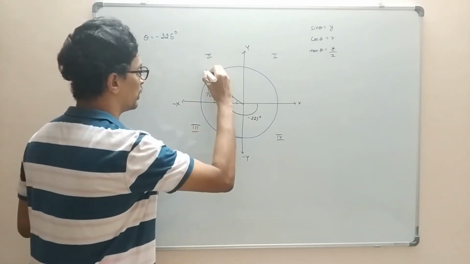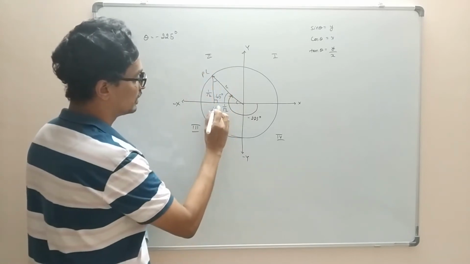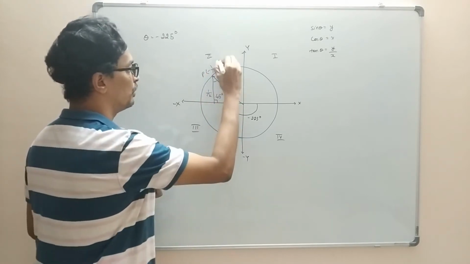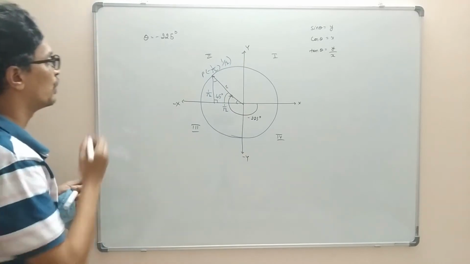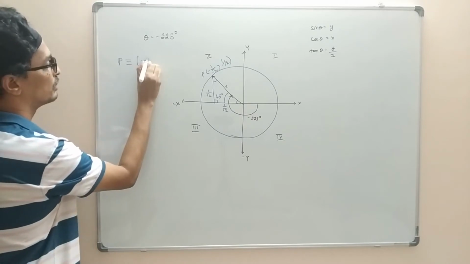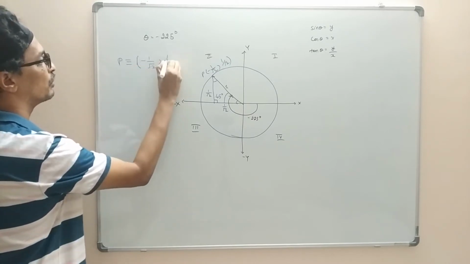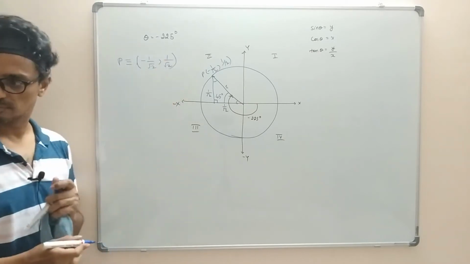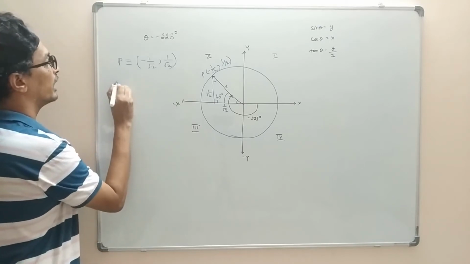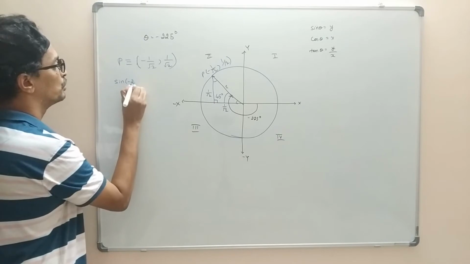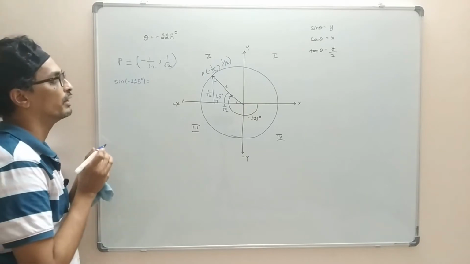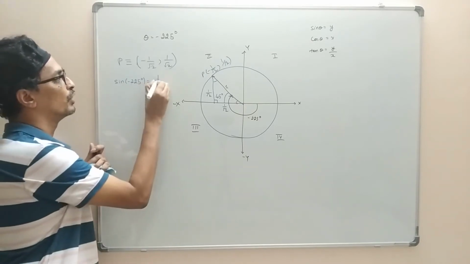So this point P will be how much? X is negative. So this is a negative value. So minus 1 by root of 2. And this is going to be 1 by root of 2. Okay. So our point P will be minus 1 by root of 2, comma 1 by root of 2. Correct? So therefore your sine of minus 225 degree will be equal to, tell me, y, right? Y is 1 by root of 2.